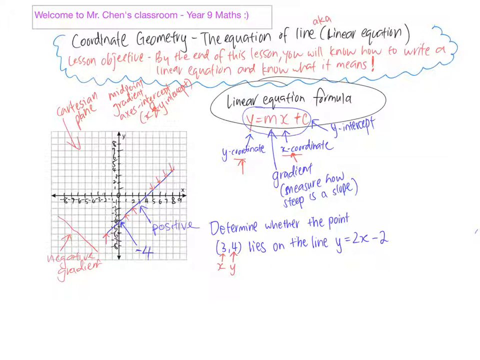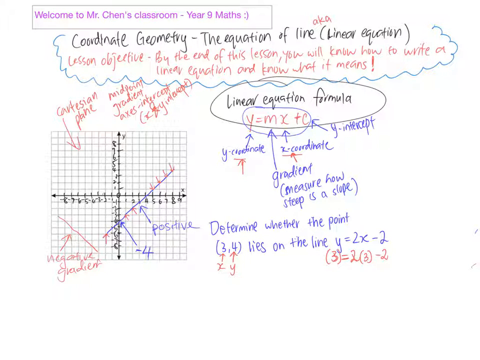Now that I have given the identity to 3 and 4, all I need to do is put that into this. So 3 equal, y is 3 now, 2 times x, x is 3, minus 2. Literally all you need to do is plug in the number. The reason why I put brackets there is that it means multiply.